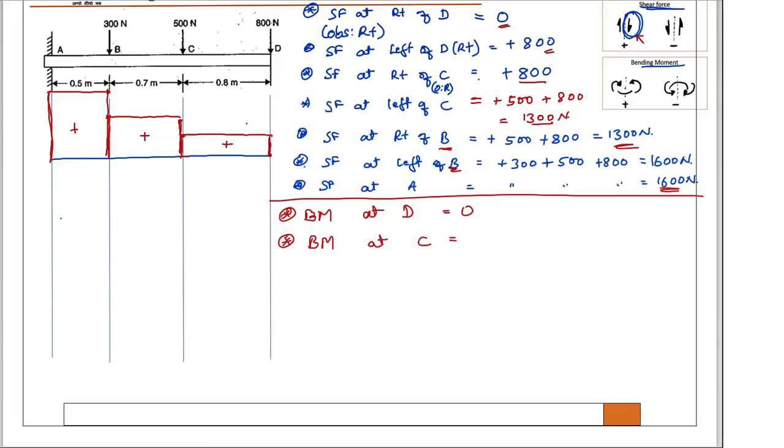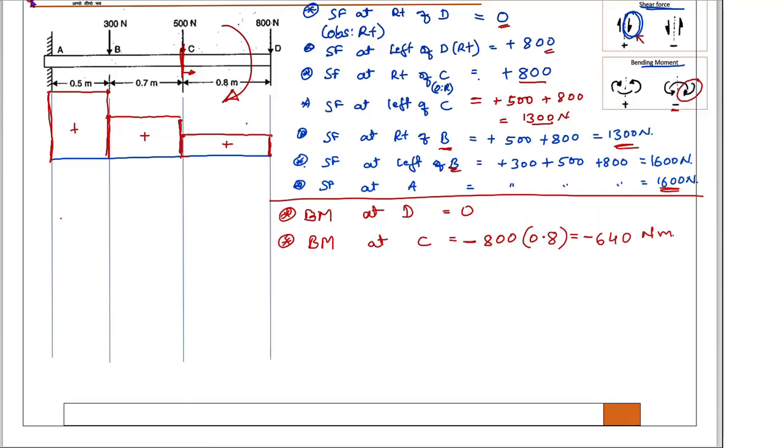Then bending moment at C. Take a section at C, then observe the right side. You are seeing one force which is causing moment at C. That force is 800 and it is causing moment with the distance 0.8. 800 into 0.8 is 640. Now, is this 640 positive or negative? This force is causing this direction, which resembles this notation. Therefore, it is negative. This negative 640 Newton meter.